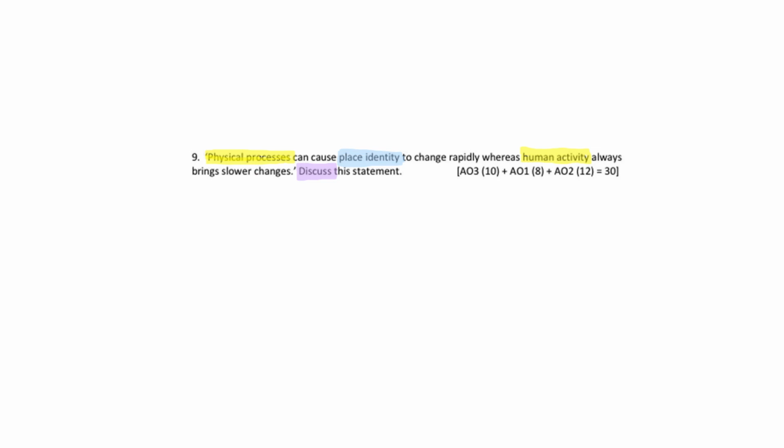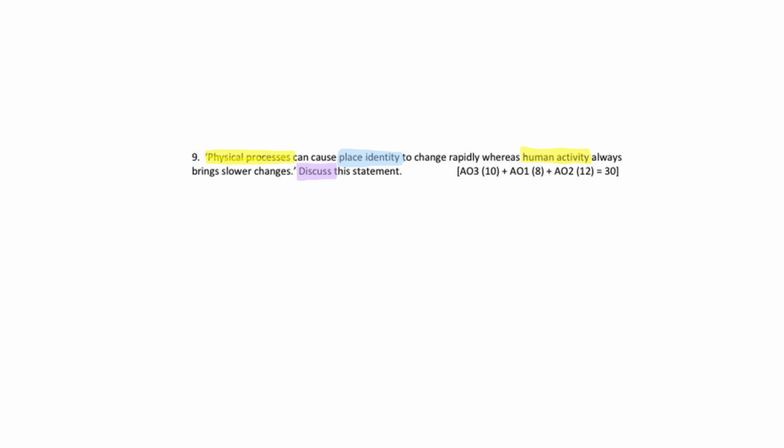Physical versus human. So we've got changing place identity thanks to human and physical geography. So our sense of argument is physical faster than human, or whatever. So the yellow is kind of our sense of argument. The blue is just a bit of revision.